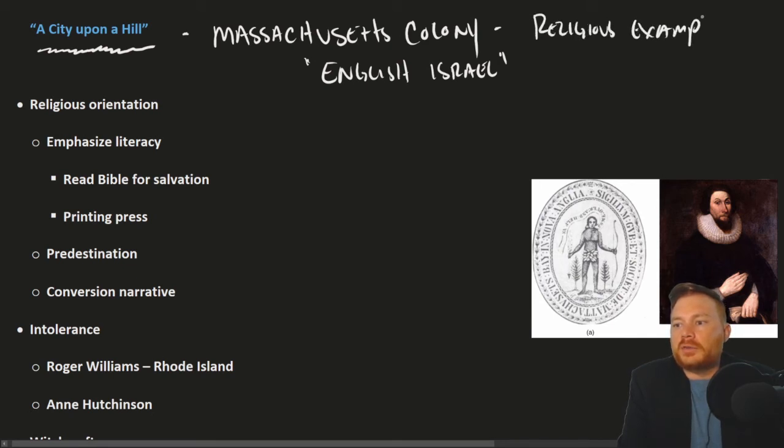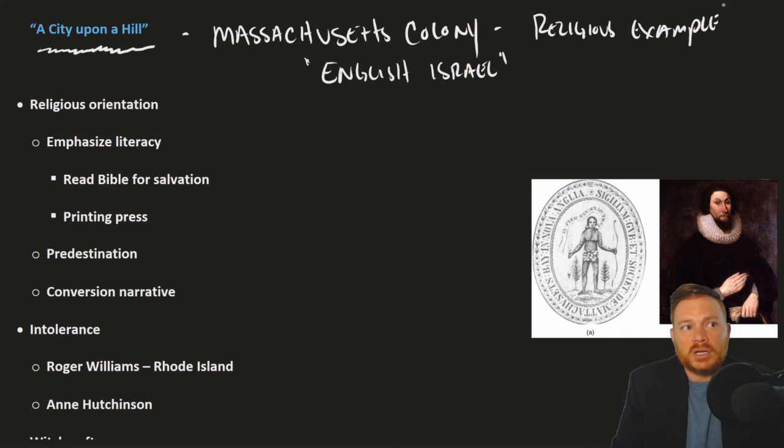The idea is that the rest of the world will look to Massachusetts as the example to follow. And so this strong religious orientation shapes the New England colonies in a way that really makes it distinct and different from the southern colonies, which again are primarily oriented towards making money. They're mostly young men that live there. It's first servants and then slaves.